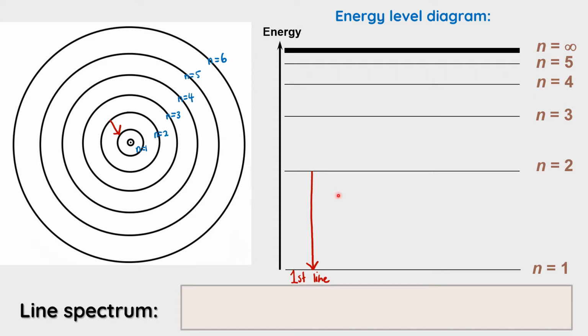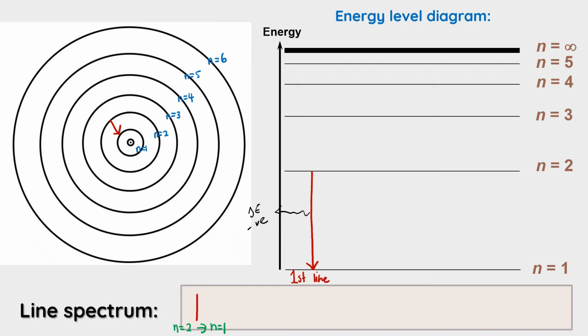During this electronic transition in the emission process, a certain amount of energy is released. The energy released here will have a specific value of wavelength and frequency. The energy released, having a specific wavelength and frequency, will come out as a single line in the line spectrum. So this line shows the electronic transition of the electron from n=2 to n=1. By knowing this electronic transition, from which energy level it falls to which energy level, you will be able to find the delta E value together with the wavelength and frequency.